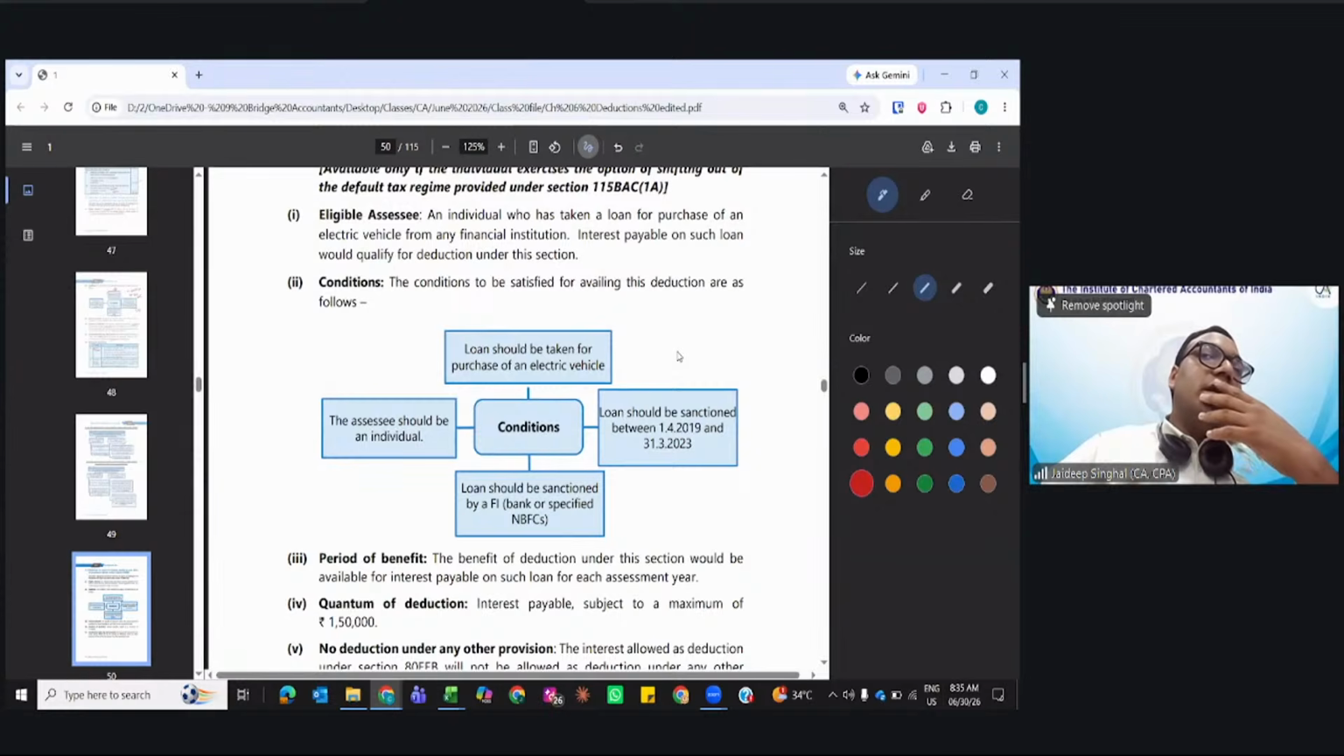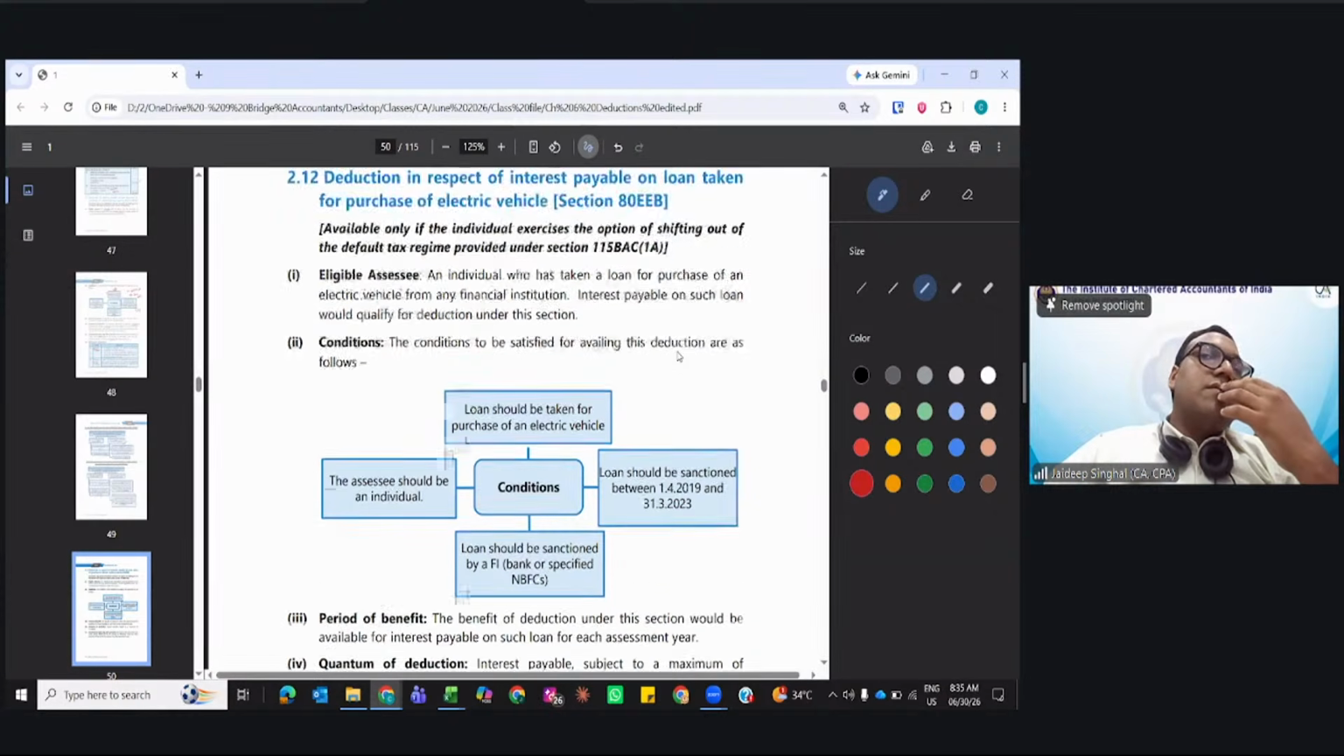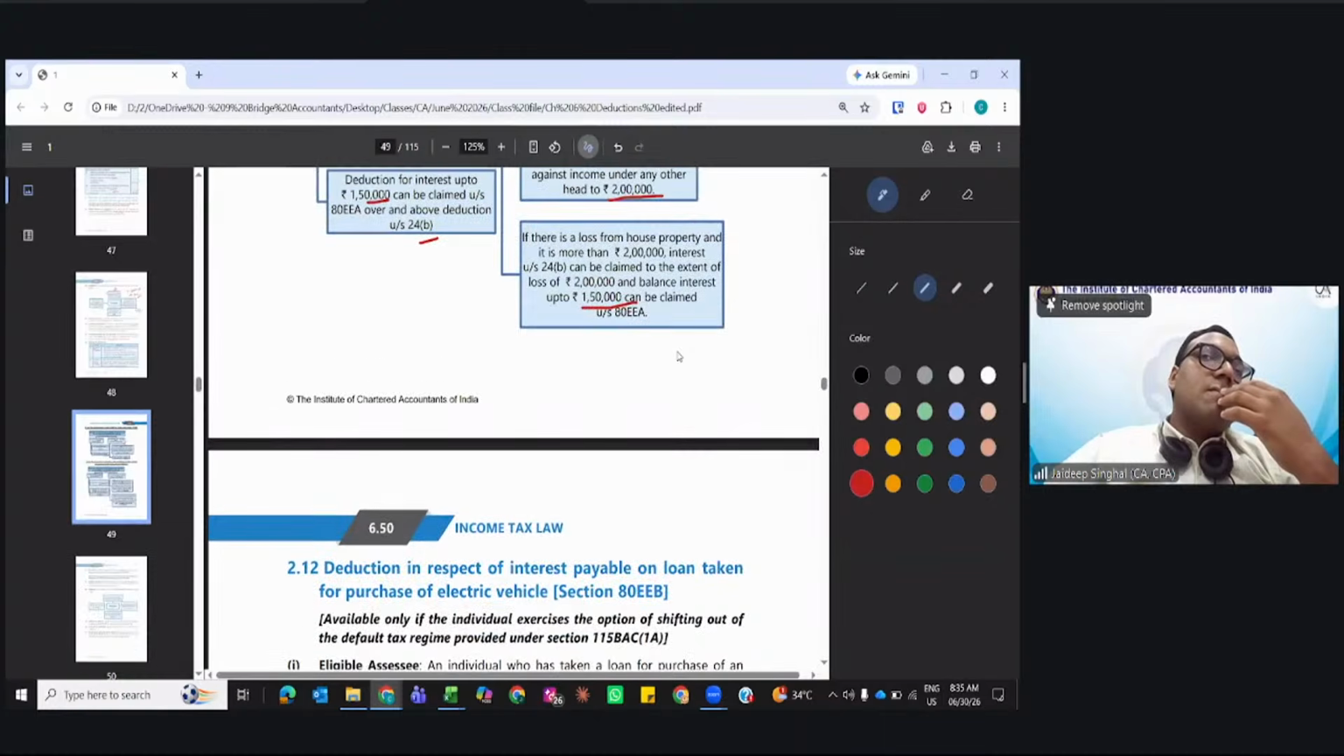Under the old regime, 80EEA and 24B impact set off and carry forward of losses under the head of house property. Yeah, it is in 24B.